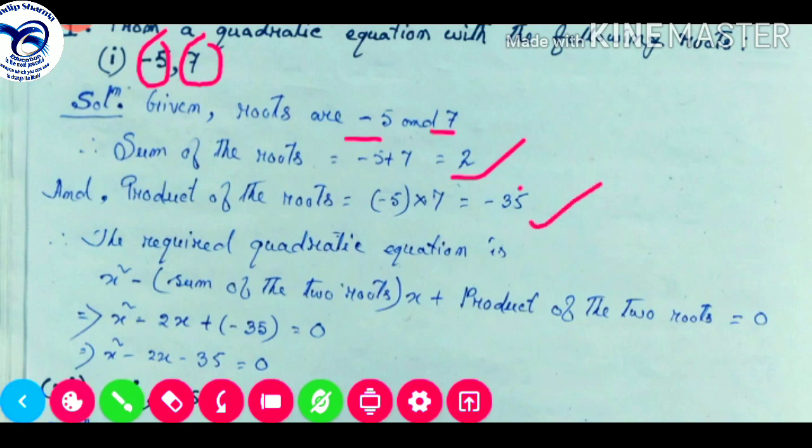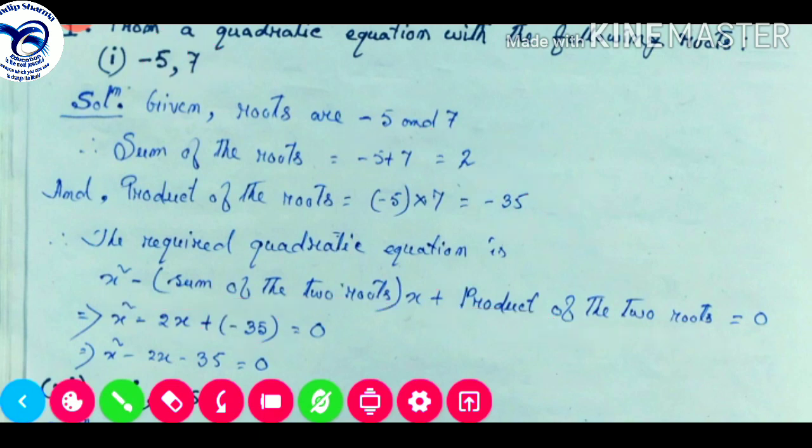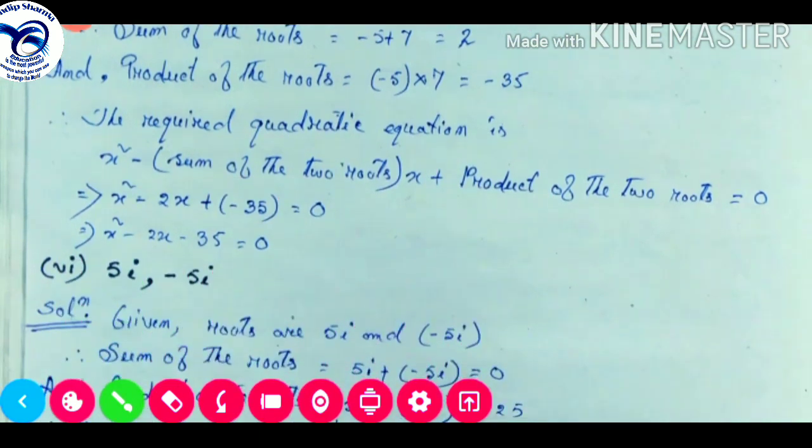Now the required quadratic equation is, it's our formula only: x square minus sum of the two roots into x plus product of the two roots is equal to 0. Here the sum of the roots is 2, so we'll put 2x, then plus the product of the two roots, which is minus 35. Next line: x square minus 2x minus 35 is equal to 0. So this one is our required quadratic equation.